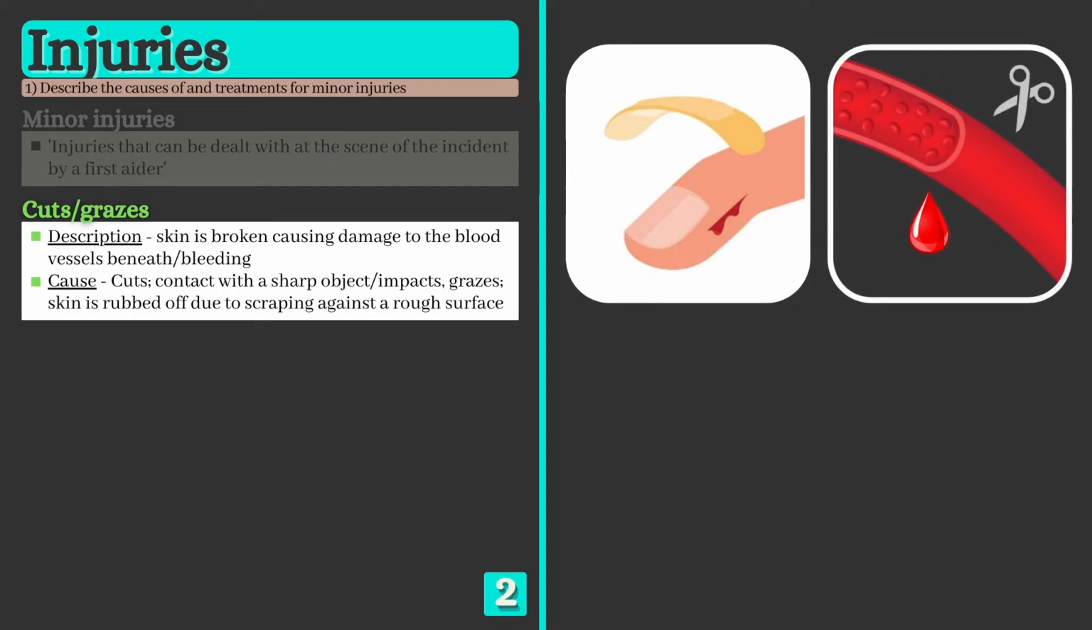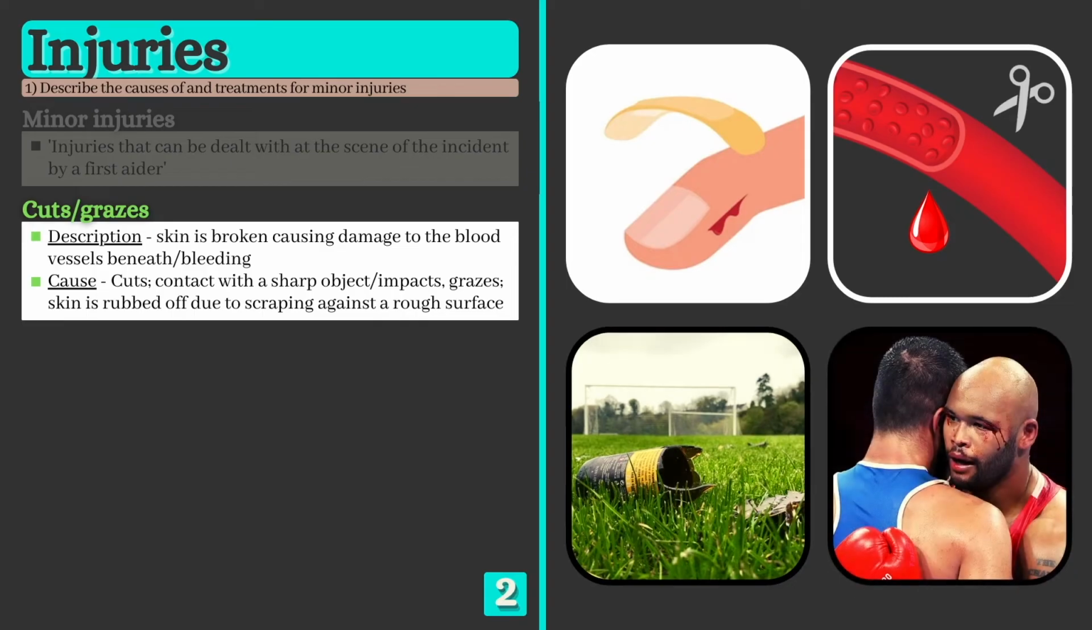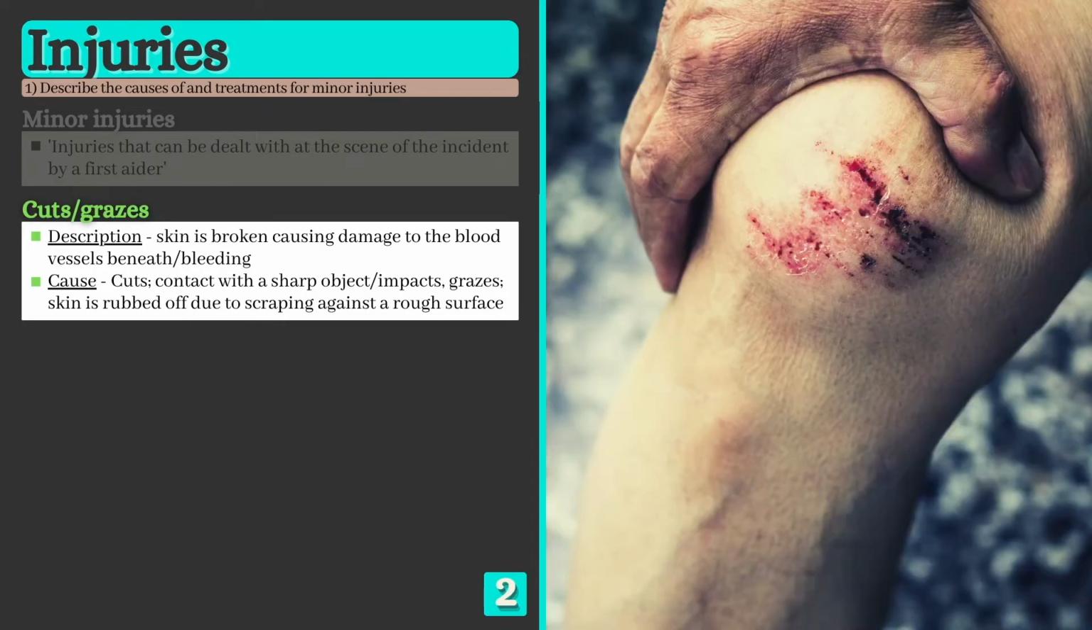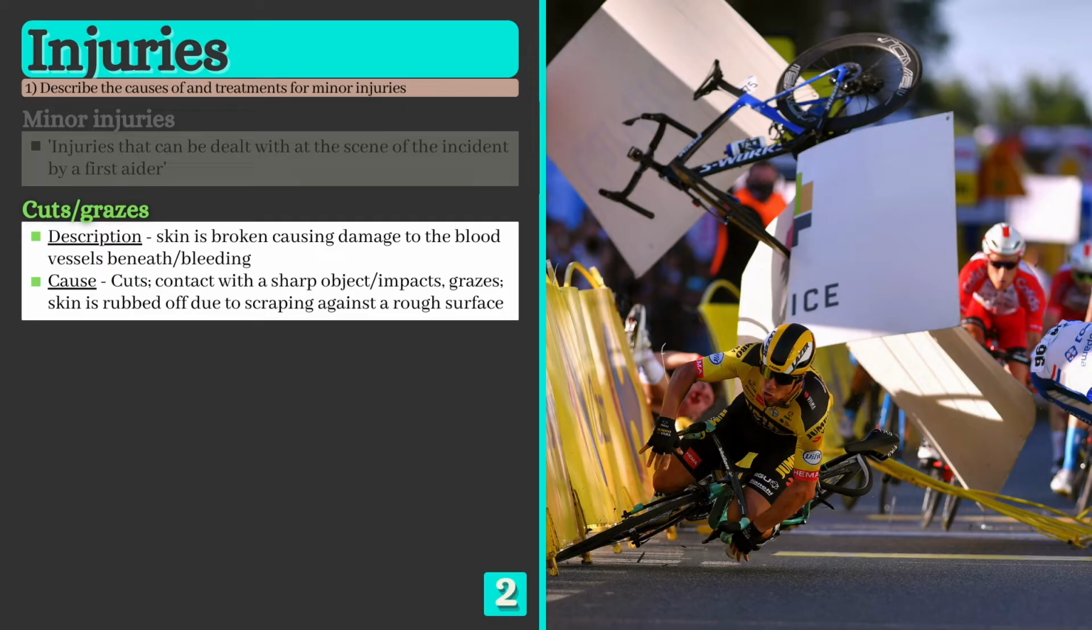Number 3. Cuts are where the skin is broken, causing damage to the blood vessels beneath, and are caused by contact with a sharp object or an impact such as a clash of heads. Grazes are similar in that blood vessels are damaged, but unlike a cut, the skin is scraped off by rubbing against a rough surface such as a road, tennis court, or artificial pitch.